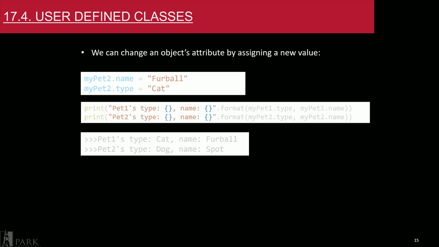Well, once we have the objects created, we can assign new values to their attributes. Remember, the ones that we had before were just default values. So here we can assign a new name to pet 2, and we can also assign a new type. And so now it's a cat and its name is Furball. And if we print it out, you'll see that they have, in fact, different values.